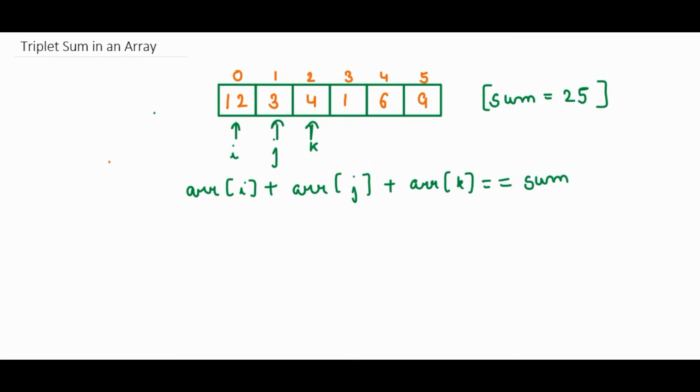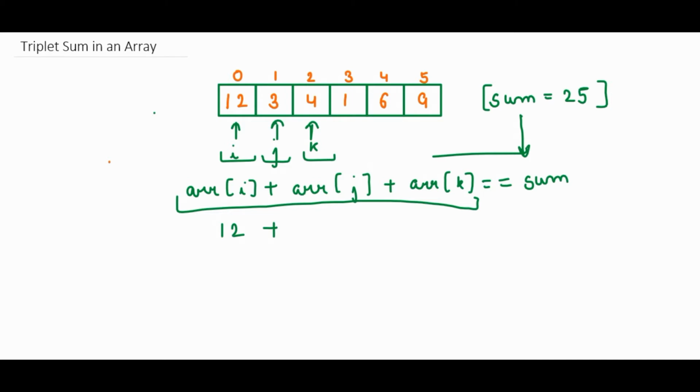Let's see the brute force approach to solve this question. So what we have to do is find if any three elements have a sum equal to this sum, right? So we will take three pointers i, j and k. First of all, we will fix our i and j. As you can see, i is pointing to 12, j is pointing to 3. So our i will be 12 plus j is equal to 3, and we will traverse our k to find the remaining sum to make the sum equal to 25.